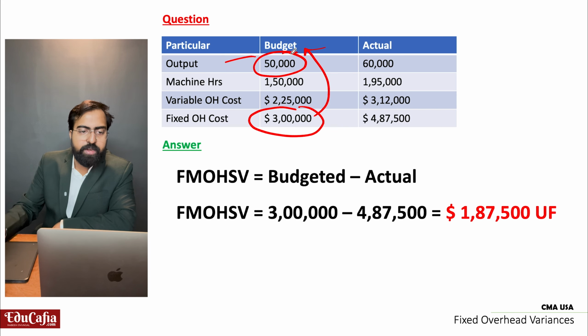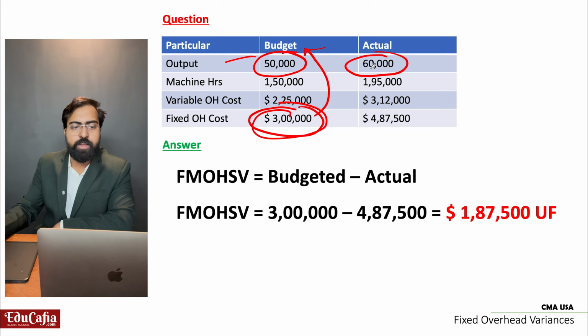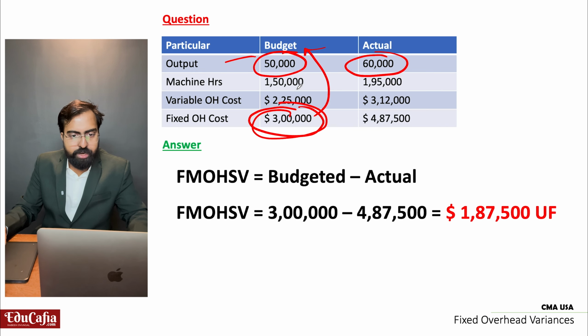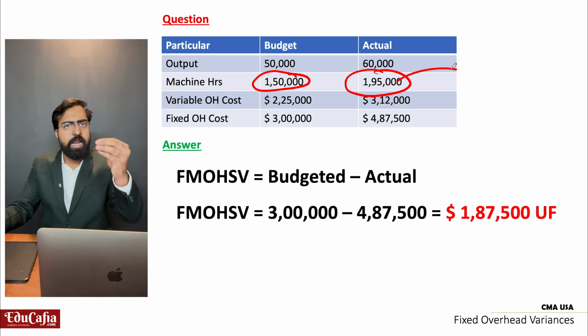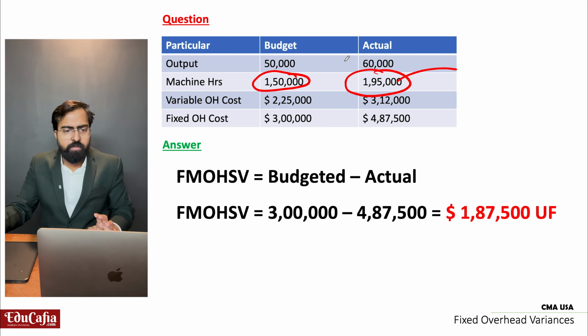For 15,000 this much cost. But actually we have produced 16,000. You can see here machine hours. This much machine hours was there, but this much machine hours was taken. So more electricity cost was there.